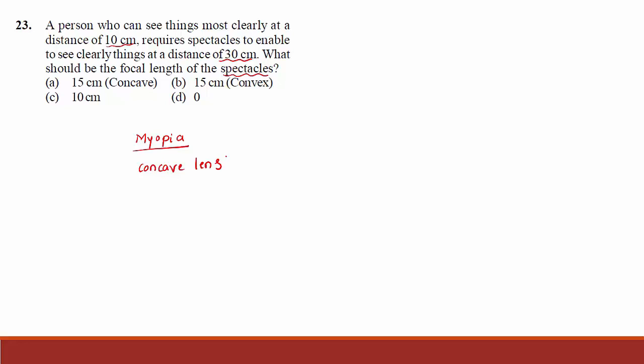Now the things kept at a distance of 30 centimeter will appear to be placed at 10 centimeter because of using these spectacles which are made of concave lens. So here object distance is given 30. Because of this concave lens it appears to be at 10 centimeter, that is V value. We have to find focal length which is denoted by F. So we have a thin lens formula, that is 1 by F equal to 1 by V minus 1 by U. Easily we can get the answer from this equation.